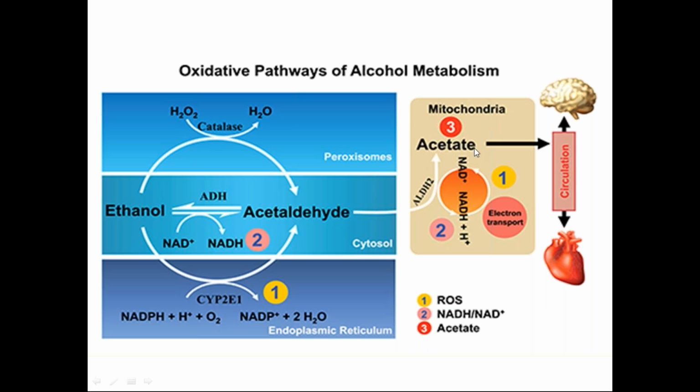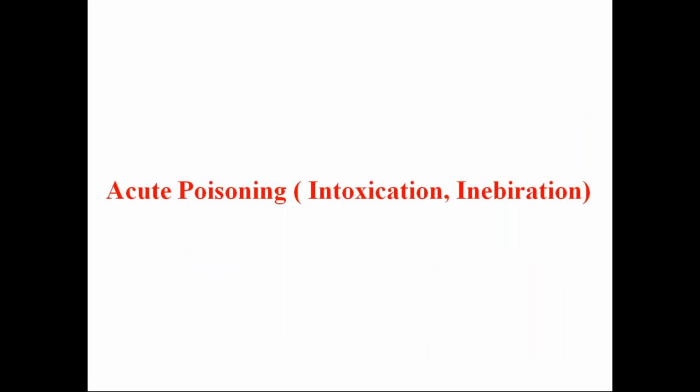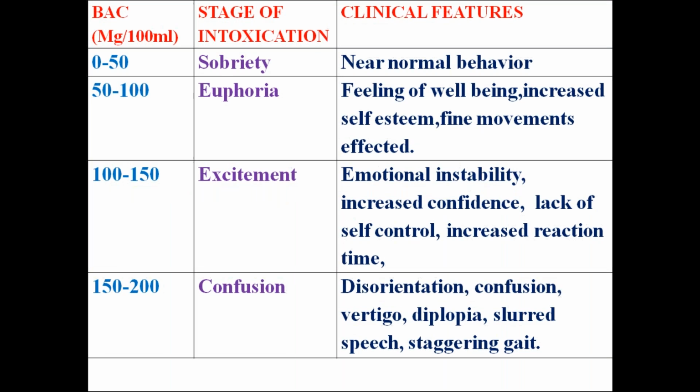in the mitochondria, and then this acetate will enter the circulation, and it has its effects on the brain and the cardiac systems. So this is the normal metabolism that occurs in the body whenever a person takes alcohol. What happens in acute poisoning, which is nothing but intoxication or inebriation? There are 7 stages which occur in alcohol intoxication.